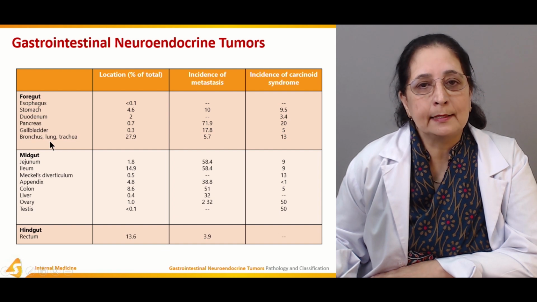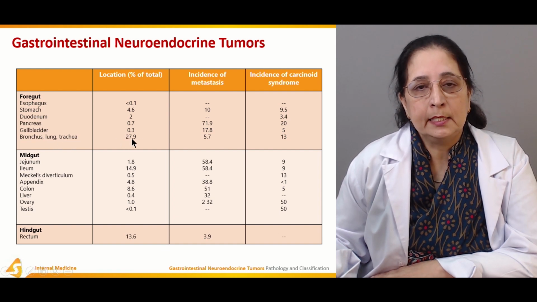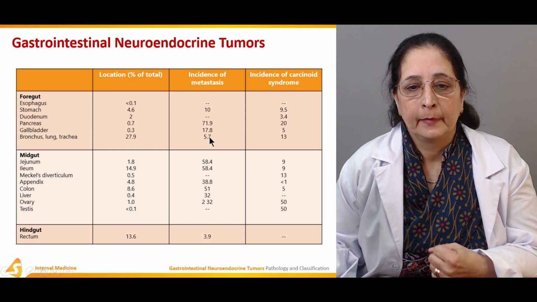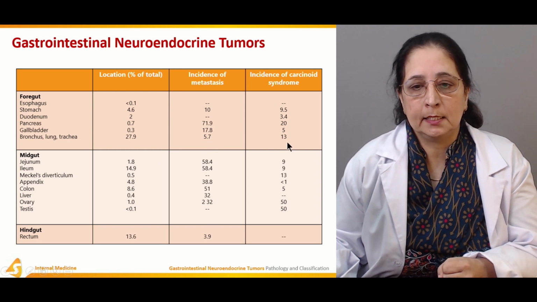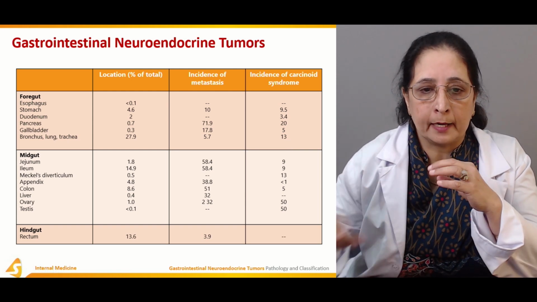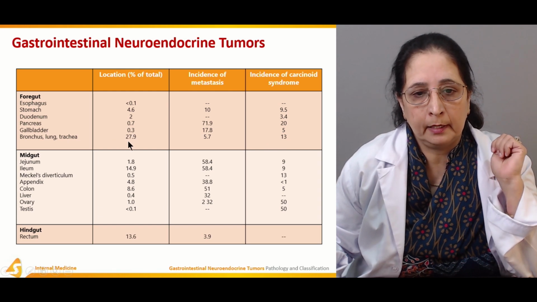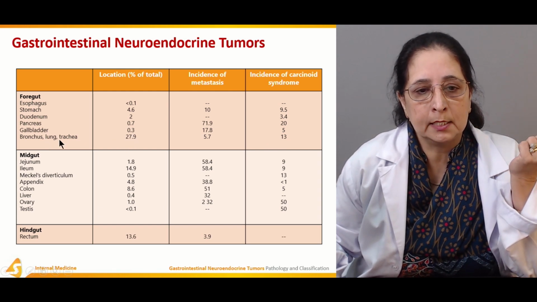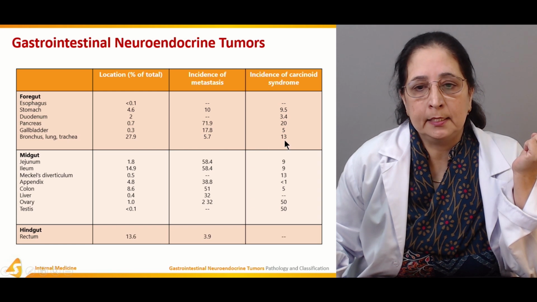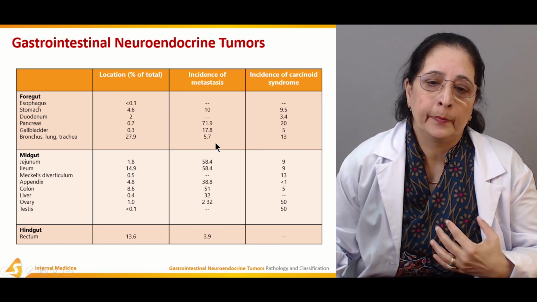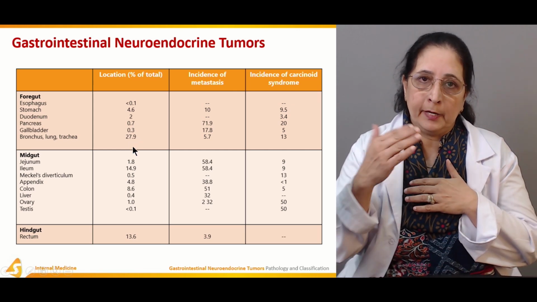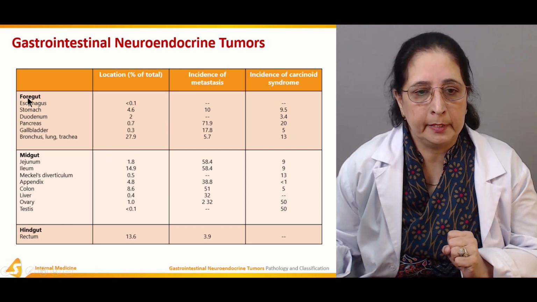Then we have bronchus, lung, trachea. 27.9% is the site of location total, 5.7 is the metastasis, 13 is the carcinoid. So if we just look at the foregut, the highest incidence of location is bronchus, lung and trachea, 27.9%, and 13% can lead to carcinoid syndrome. So very commonly it is present in bronchus, lungs and trachea as compared to other foregut abdominal organs.